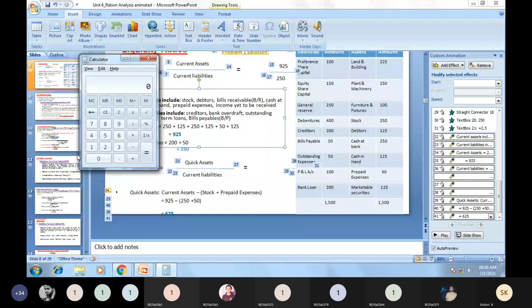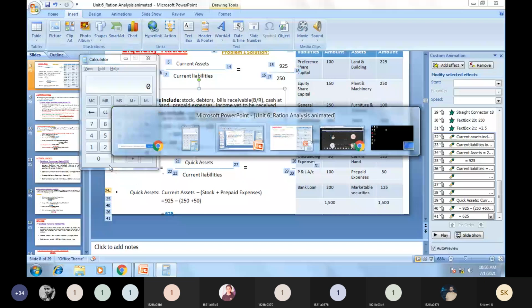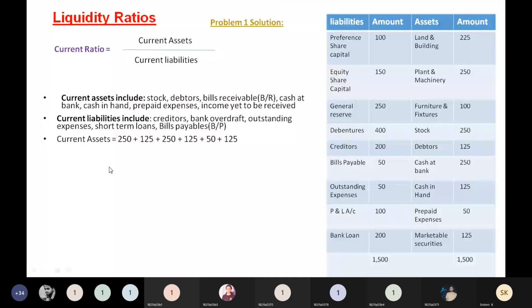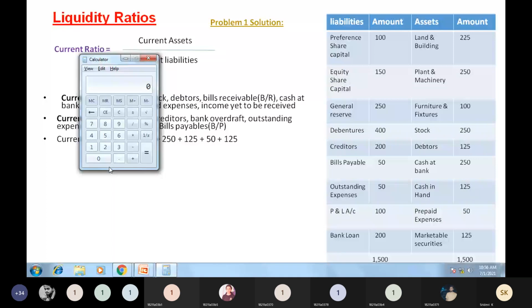All right. Use this calci. Sum up that. How much are you getting? 250 plus 125 plus 250 plus 125 plus 50 plus 125. 925 we got, right? So this 925 is current assets that you show there.